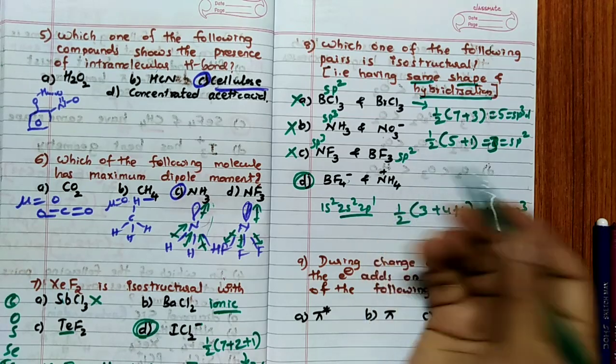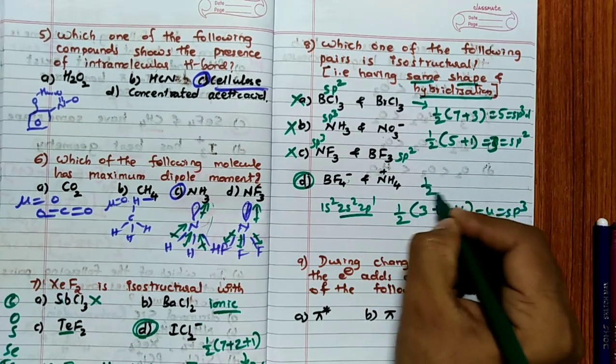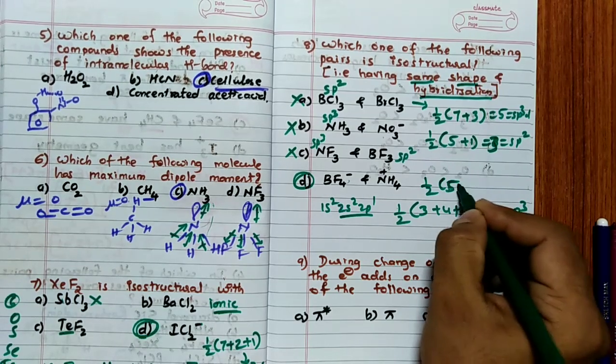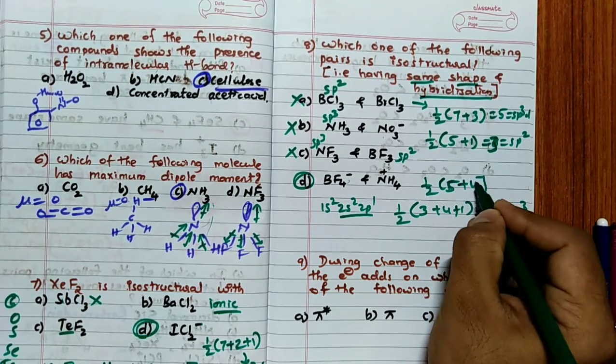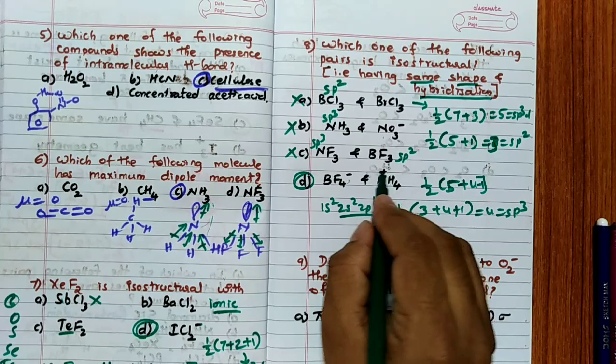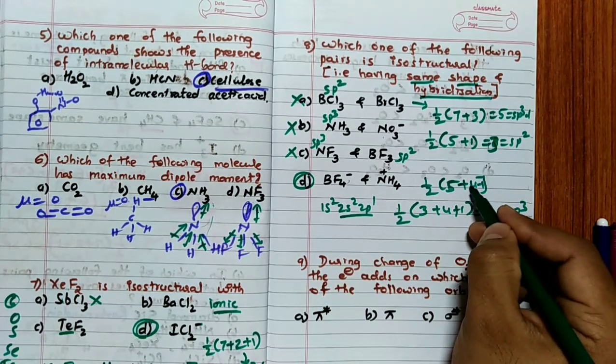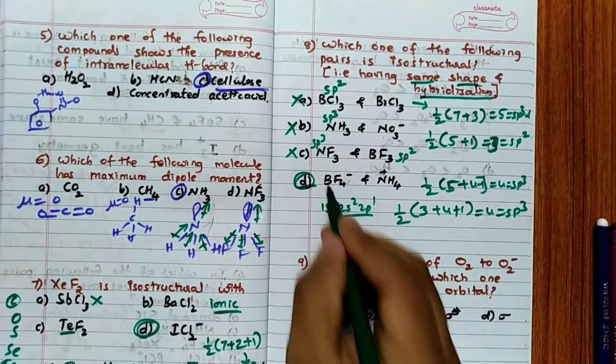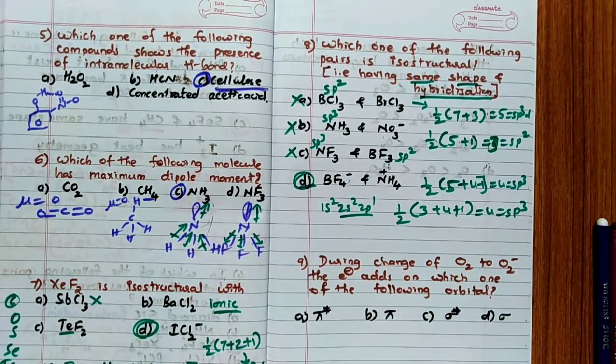And NH4 plus, we also know that half into N is 5 plus 4, minus 1 because there is a plus 1 charge. So 5 plus 4, 9 minus 1, 8. So 4 is equal to sp3. So the answer for this question should be B.